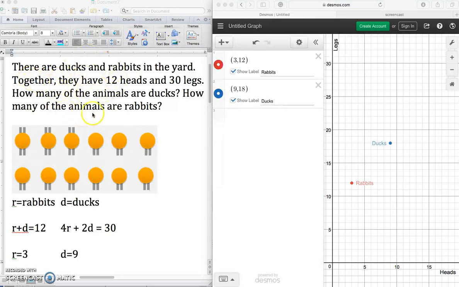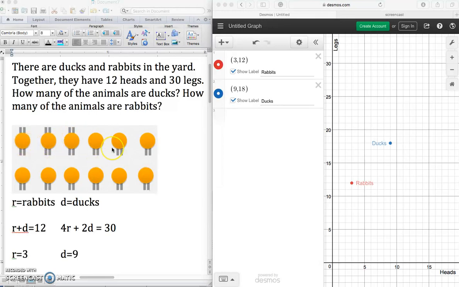The equation that we have done together: there are ducks and rabbits in the yard. Together they have 12 heads and 30 legs. How many of the animals are ducks? How many of the animals are rabbits? The first challenge was that we were going to find a representation for this information without using any numbers.